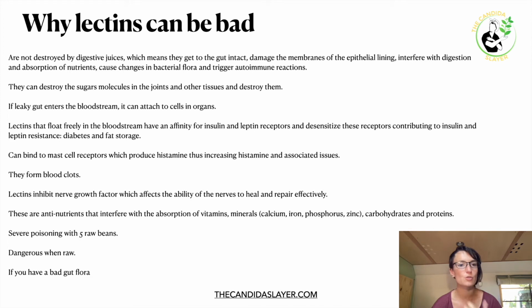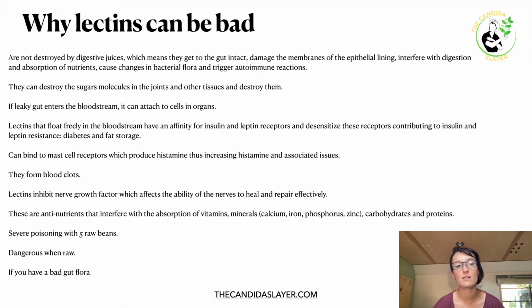Lectins can destroy the sugar molecules in the joints and in other tissues and destroy your joints and your other tissues. Because, as we said, lectins bind with sugar, and you have sugar in every cell of your body. Okay, if leaky gut, if lectins enter the bloodstream, it can attach to cells in organs and damage your organs. Lectins that float freely in the bloodstream have an affinity for insulin and leptin receptors and desensitize these receptors, contributing to insulin and leptin resistance.